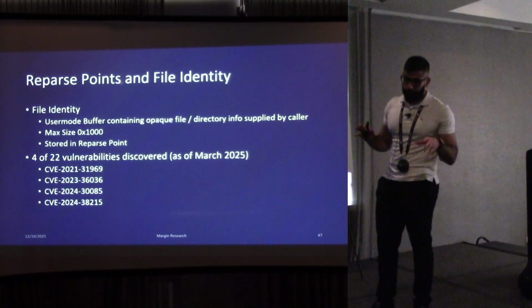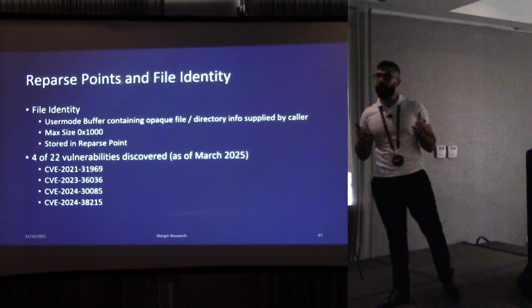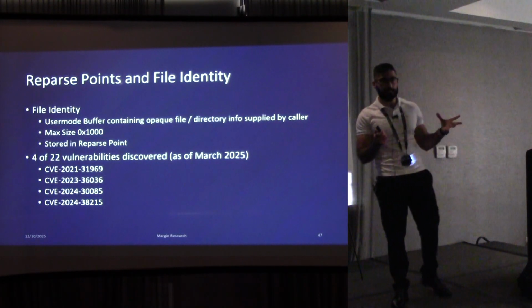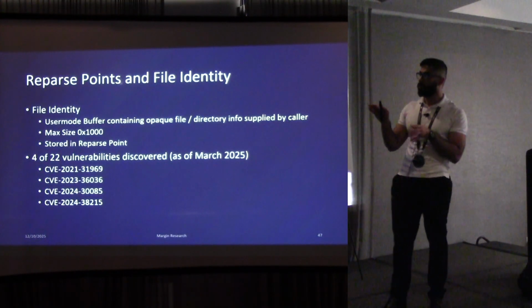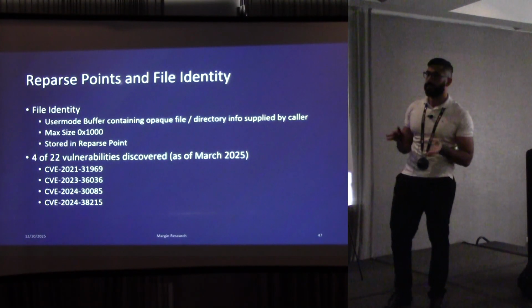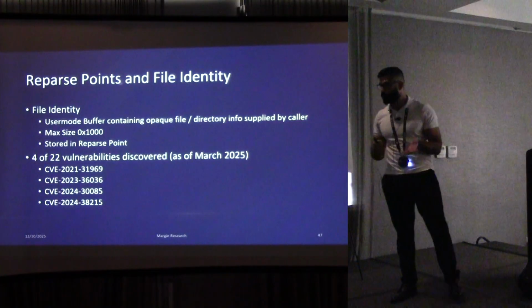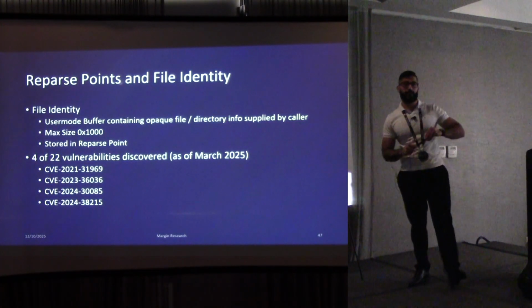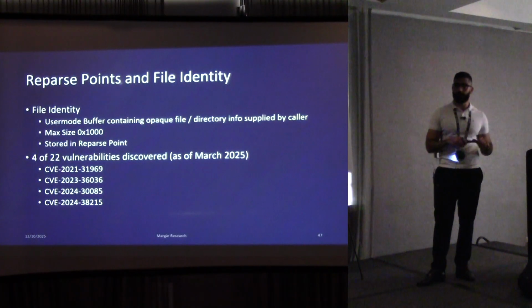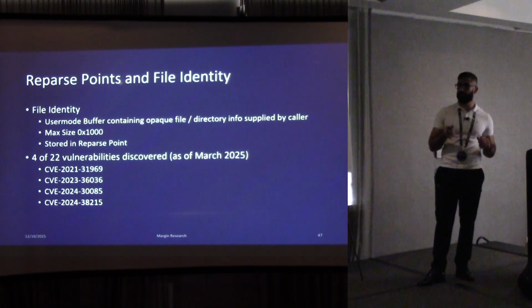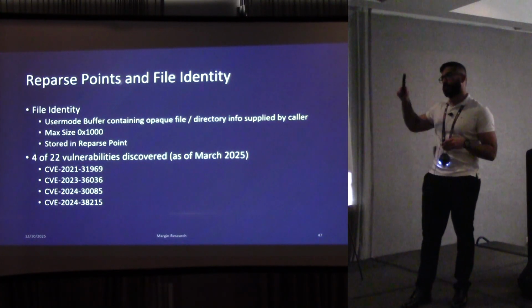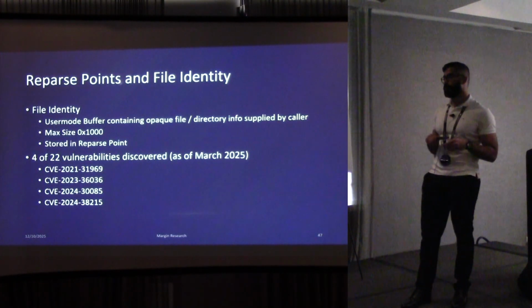Now, interestingly enough, a handful of these bugs were discovered on the same thing, or not necessarily, but they're all relating to file identity and reparse point buffers. What is the file identity? File identity is actually specific, or seems specific to Cloudfilter. It's a hex 1000 buffer. You can store whatever you want in it. That data is stored in the reparse point.